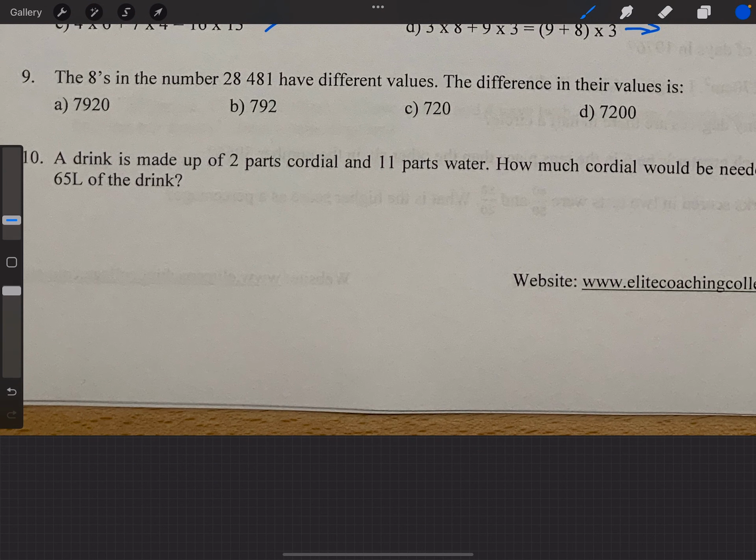Question 9. The 8's in the number have different values. Find the difference in their values. So the 8 here is 8,000. And the 8 here is 80. So that's minus 80. And you have to find the difference. So that's the reason we minus. So get the answer there.